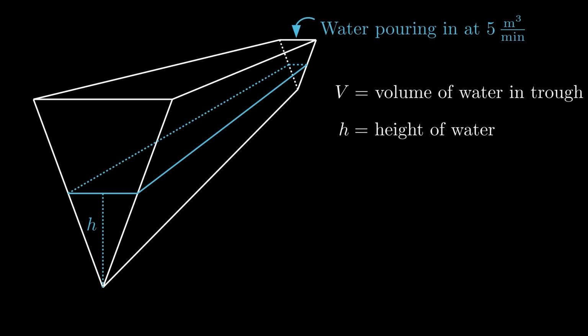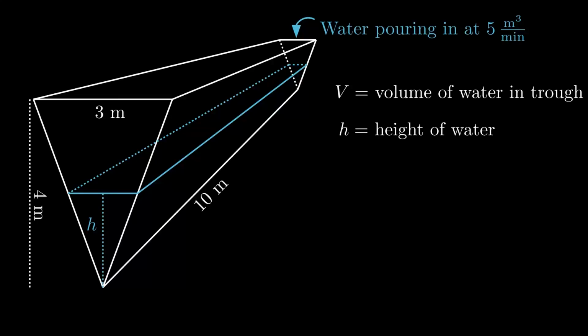Now, other pieces of information that we've been provided with is how long the trough is. The trough is 10 meters long. So this distance from here to here is 10 meters. The overall height of the trough is 4 meters, and the width here is 3 meters.